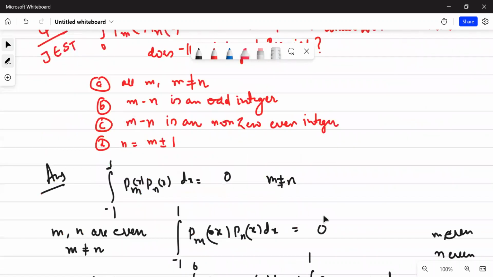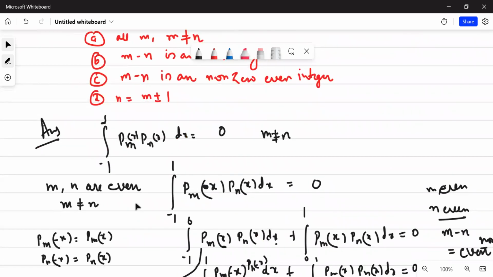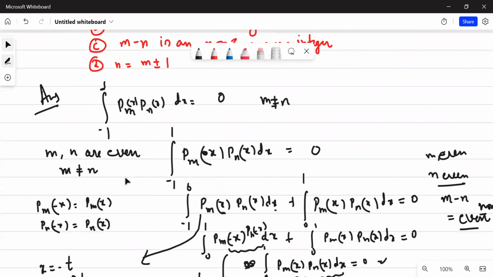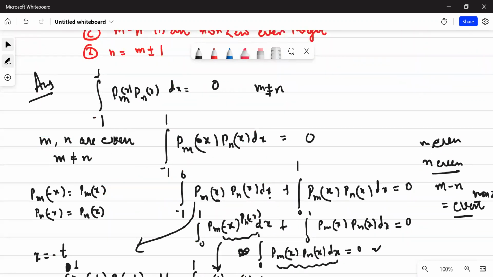So I was discussing it with one of our students, and if I take m and n both even, this was the first case that I was discussing with her only. Now the remaining ones I'm recording. So what I'll do, I'll take -1 to 1 PmX PnX dx. So I know if m and n are both even and both are unequal, this would be 0. Is that clear? Now what I'll do, I'll use the property of integral.